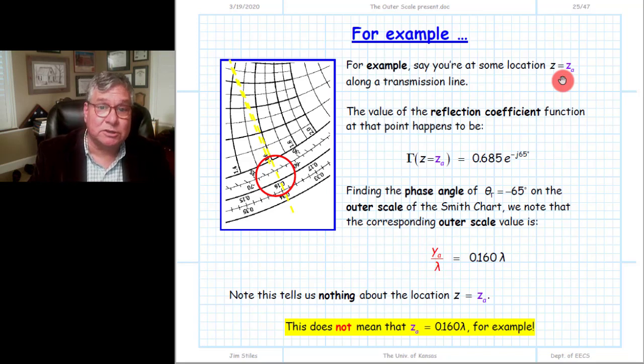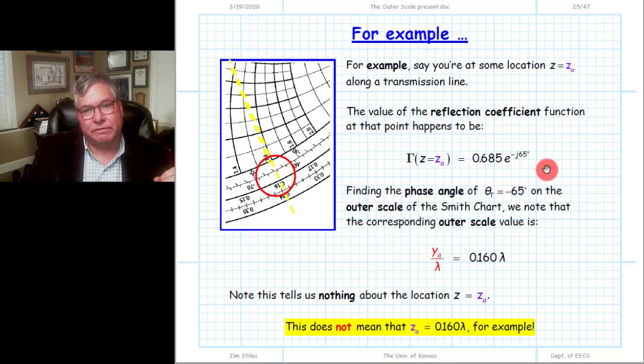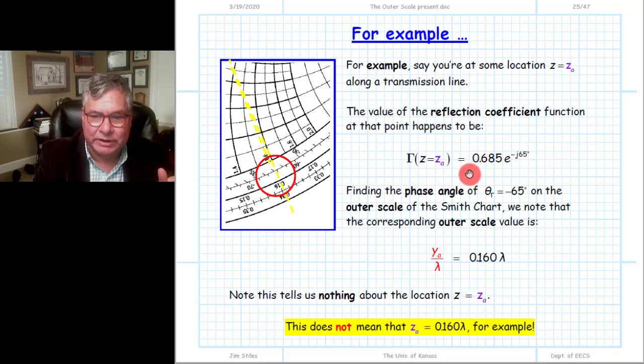What you do know, for some reason, is that the reflection coefficient at that point has a value of 0.685 magnitude and a phase of minus 65 degrees. Can we determine what the location on that transmission line is? Can we determine the value of ZA having knowledge of the reflection coefficient at that specific point, both the magnitude and the phase?